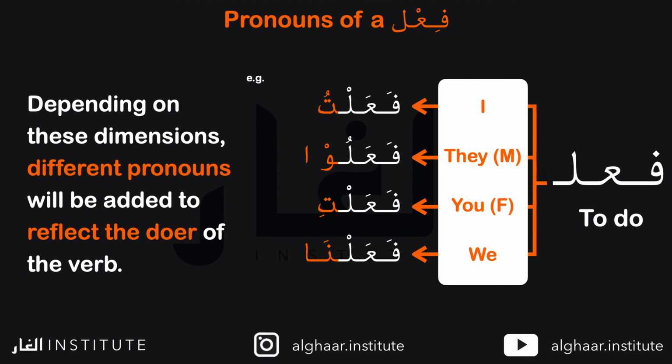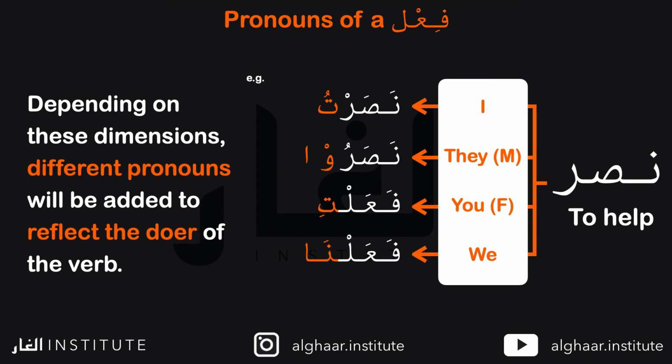So for example, if we change them to noon, sad, and ra, which give the meaning of to help, if I wanted to say I helped, I'd say nasartu. They helped, nasaru. You, one female, helped, nasarti. And we helped, nasarna. You'll note that the pronouns stay the same, only the root letters change depending on the verb that you intend.